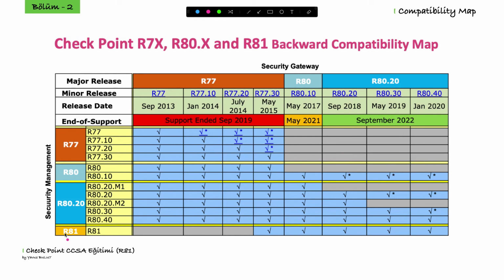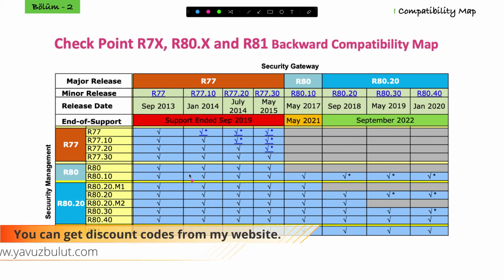If you install a security management server in R81 version, these are the firewall versions you can manage, so you can manage from R77.30 to R81. If you use R80 management server version, you can manage from R77 to R77.30. So you cannot manage R80.10. Security gateway needs to be lower version than management server. You can download this document under the videos.